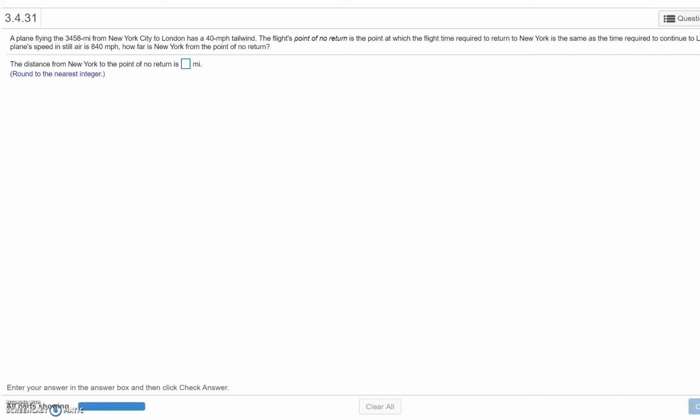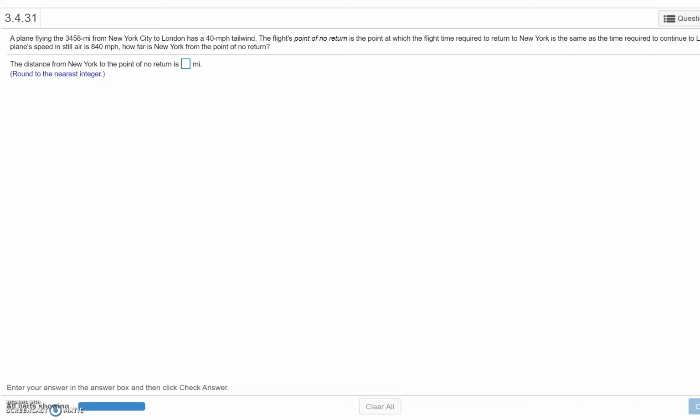Okay, so I got this trip from Newark to London, 3,458 miles with a 40-mile-per-hour tailwind. The flight's point of no return is the point at which the flight time required to return to New York is the same as the time required to continue to London.